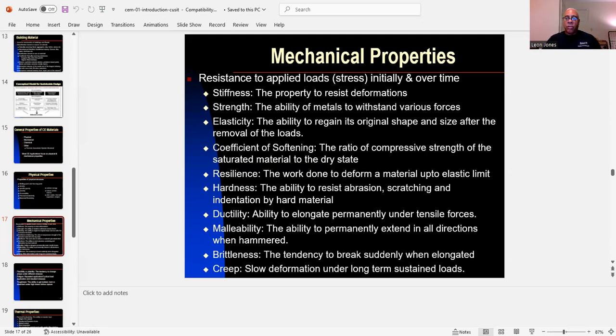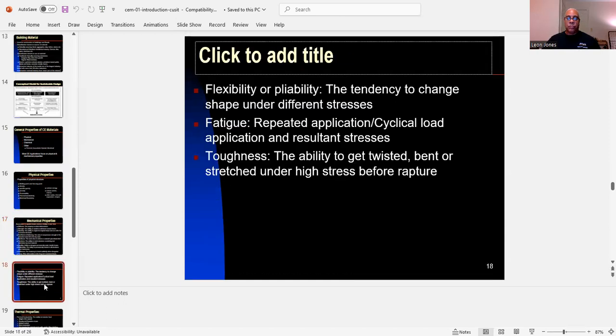Brittleness, that's the tendency to break suddenly when elongated. That means when I stretch it. Then you're going to have creep. It's the slow deformation under long-term sustained loads. You have flexibility or pliability, tendency to change shape under different stresses. Fatigue, that's a repeated application or cyclical load application and resultant stresses. Then there's toughness, the ability to get twisted, bent, or stretched under high stress before rupture.